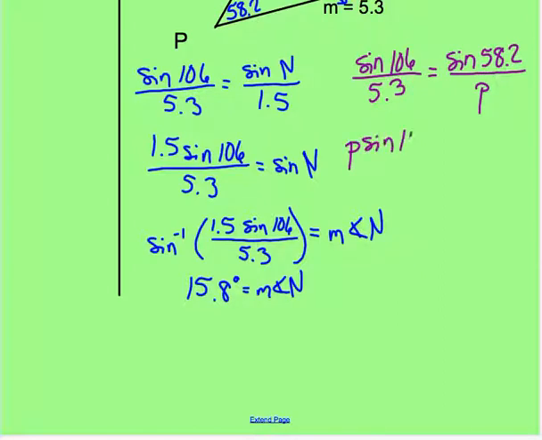cross multiplying to get that variable out of the denominator. And then dividing both sides by the sine of 106, I'm not going to rewrite all of that. We get P is approximately 4.686.